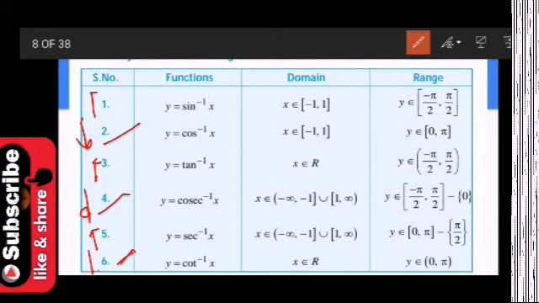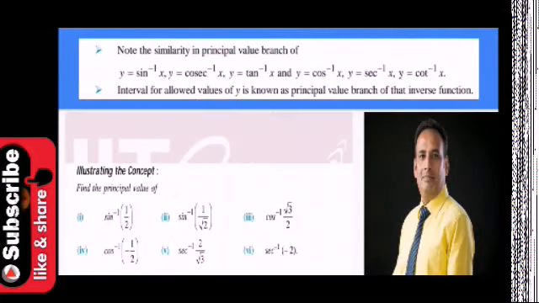And in terms of angles, what we find here is sine inverse x, then tan inverse x, and then cosec inverse x. These three functions, means angles, share the first and fourth quadrant, whereas cos inverse x, sec inverse x and cot inverse x share the second and first quadrant. The first quadrant is common for all and the third quadrant is never in use.